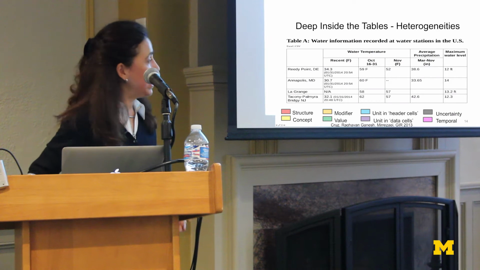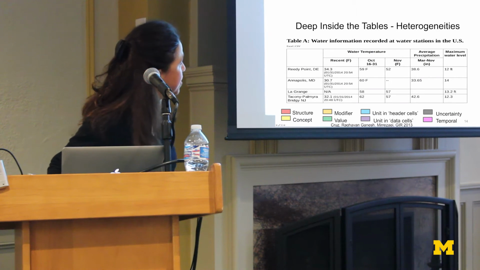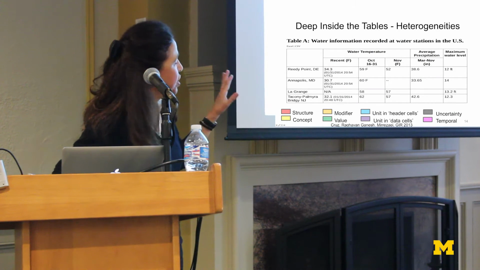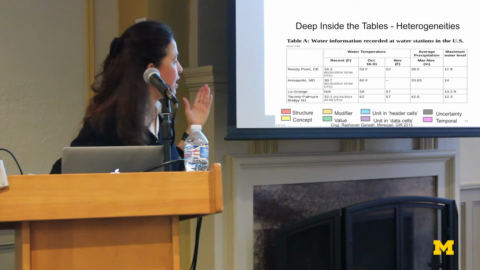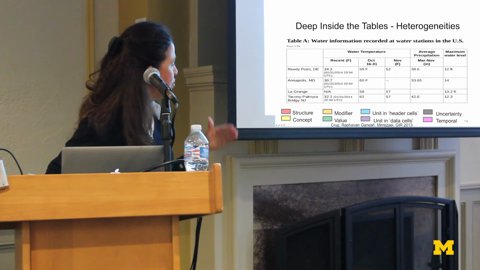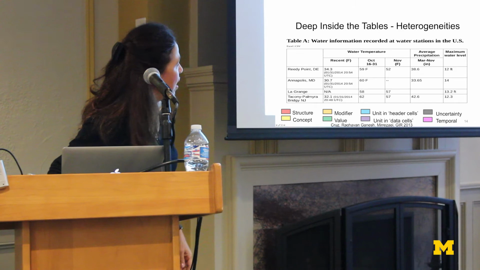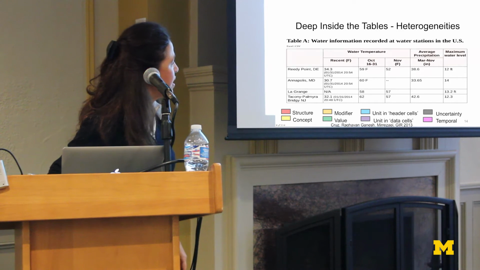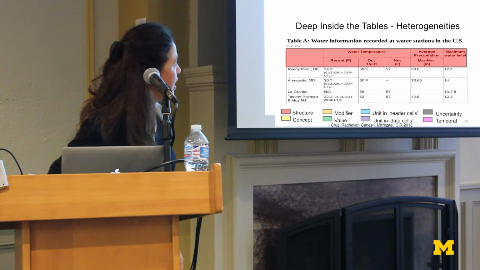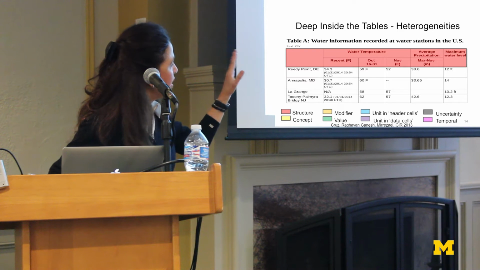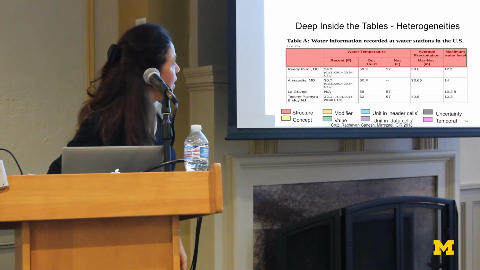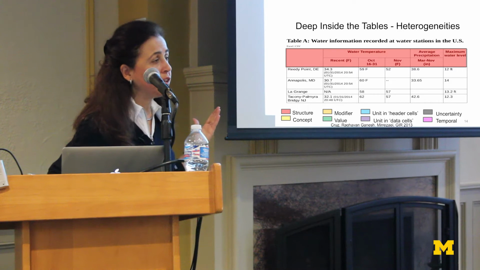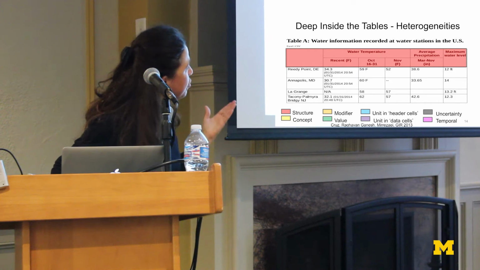So here I'm showing you what is the challenge. So this is one of our many tables. It illustrates several things. For example, that it has nested headers. Then we have to identify the concepts. For example, what is this table about? We have to see this table is about water stations.